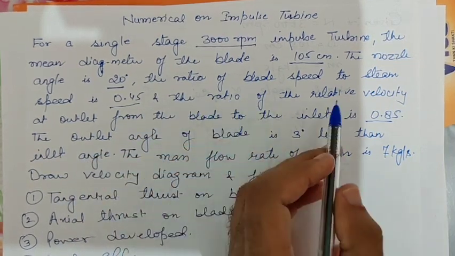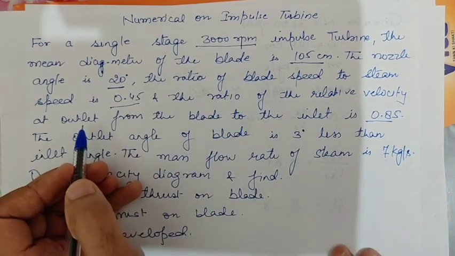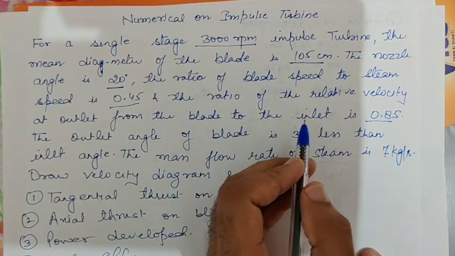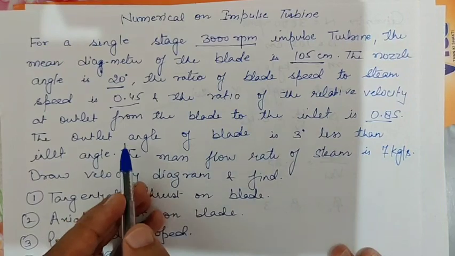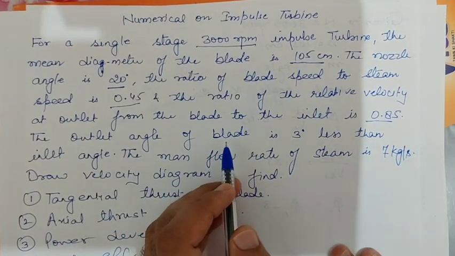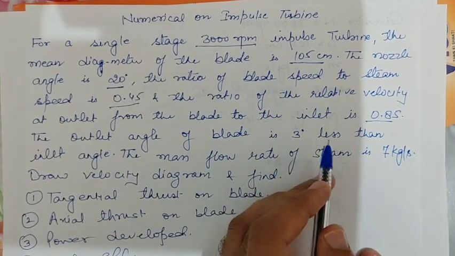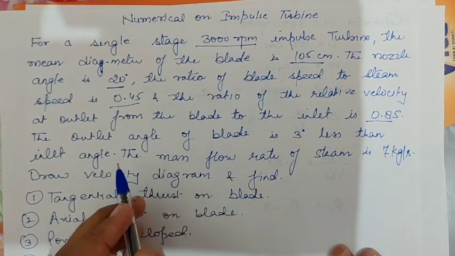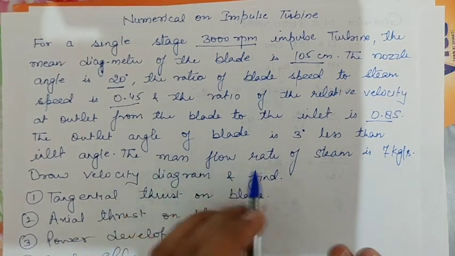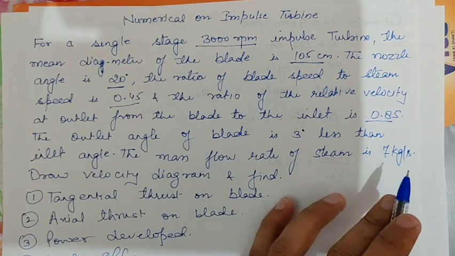And the ratio of relative velocity at outlet, it means VR2 by VR1, is given as 0.85. The outlet angle of the blade, it means beta 2, is 3 degree less than inlet angle. It means beta 2 equals beta 1 minus 3. The mass flow rate of the steam is 7 kg per second.